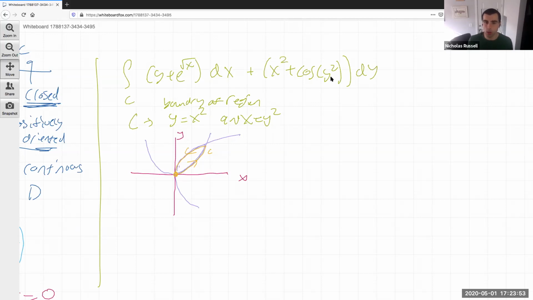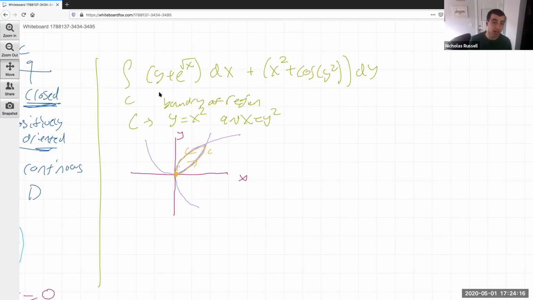So that should be x squared cosine of y squared. First off, these are really nasty equations here. If I was to go about doing this, I would have to parameterize these curves, and then plug them in. I would have to find the derivative, and have to do two different ones because I can't parameterize this curve all in one fell swoop. So this would be very complicated to do.